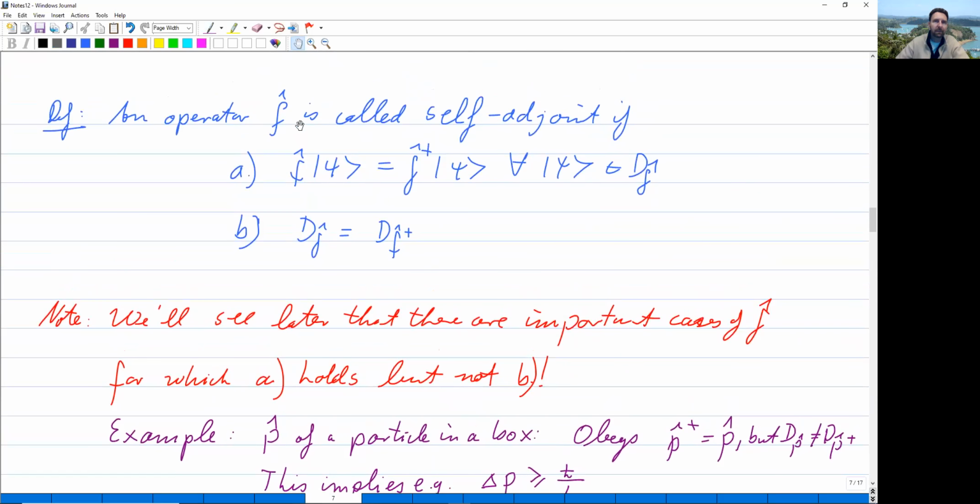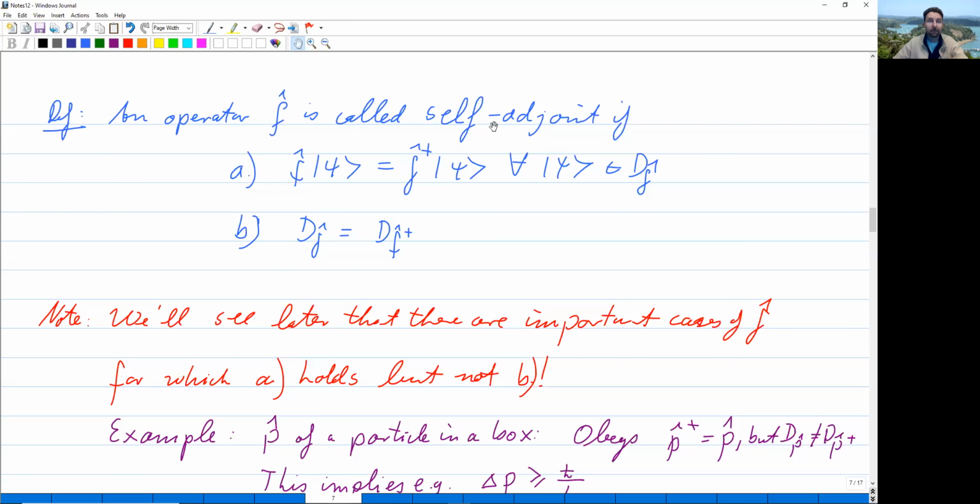And let me give you the definition here. So an operator f hat is called self-adjoint if A and B hold. Sorry, I think it's too early for this definition. It would be confusing to squeeze that into this here.